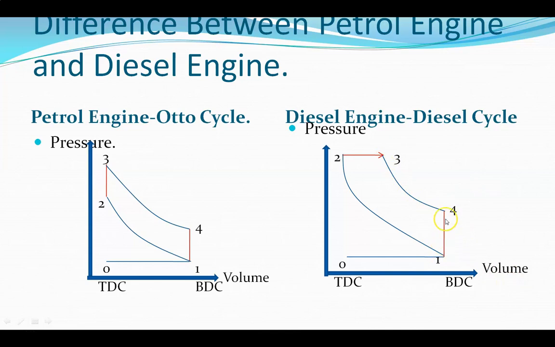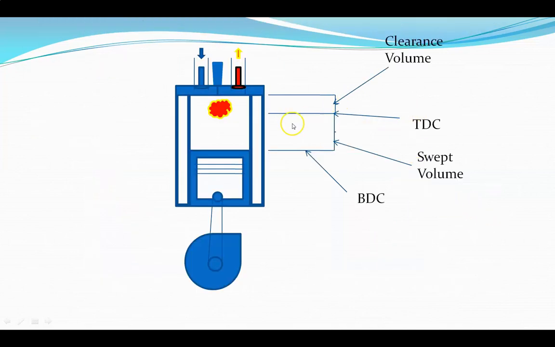Now, from stage 4 to stage 1, heat is removed. Then from stage 1 to stage 4, the burnt gases are exhausted to the atmosphere. And this is the description of these two processes. So I would like us to visualize this in a practical approach.